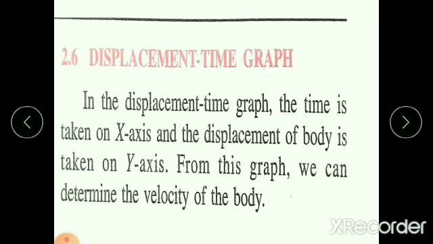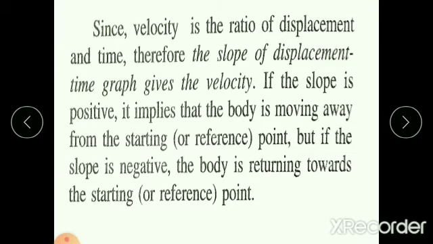Okay, next we'll see the displacement time graph. In the displacement time graph, the time is taken on the x-axis and the displacement of the body is taken on the y-axis. From this graph, you can determine the velocity of a body. Since the velocity is the ratio of displacement and time, what is the formula to find the velocity? Velocity is equal to displacement by time. Therefore, the slope of the displacement time graph gives the velocity.